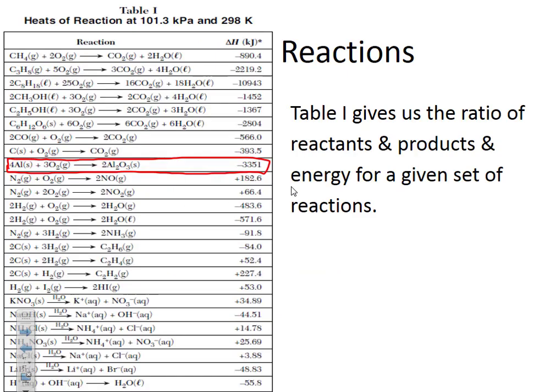So for reactions, we're going to be using Table I, which gives us the ratio of reactants and products and the energy for a given set of reactions. So what we're going to be doing is comparing these moles to that delta H value that is produced.